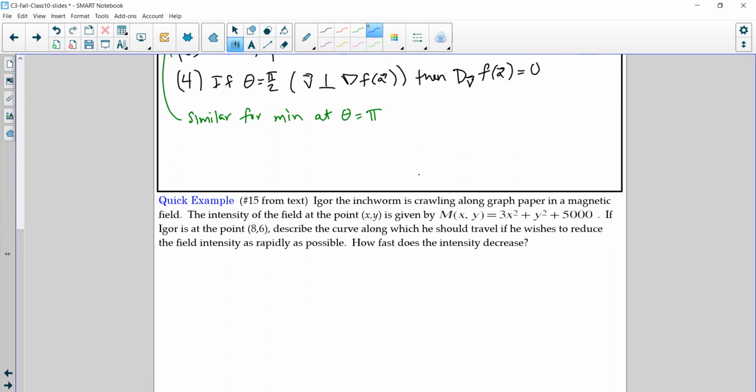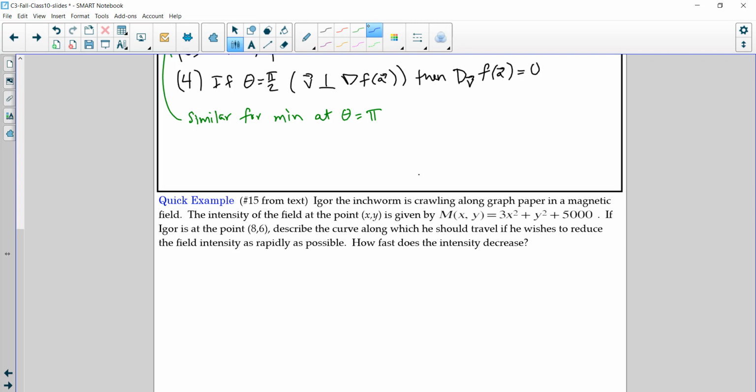Okay, I just stole this from your textbook, number 15. We're given an inchworm crawling along graph paper. The intensity of a magnetic field is given by that equation. If Igor, the inchworm, is at that point, we want to figure out the curve which he should travel to reduce the field intensity as rapidly as possible. And then also just a follow-up question: how fast does the intensity decrease? That second question is not in the prompt, but I added it.